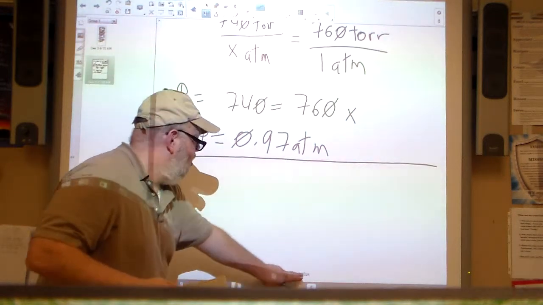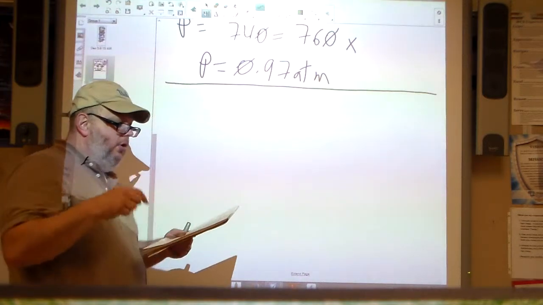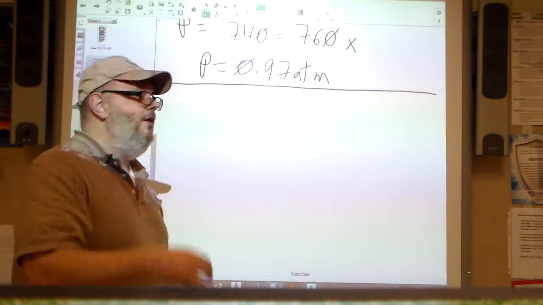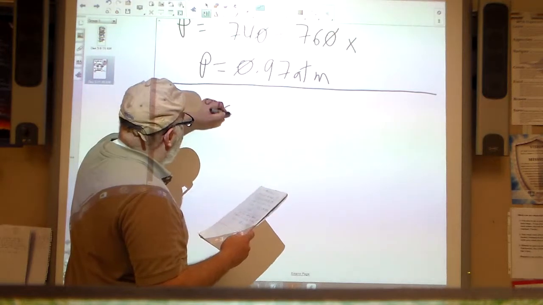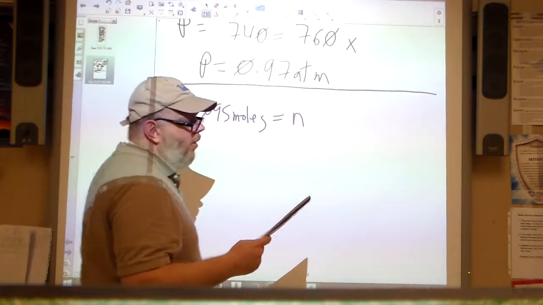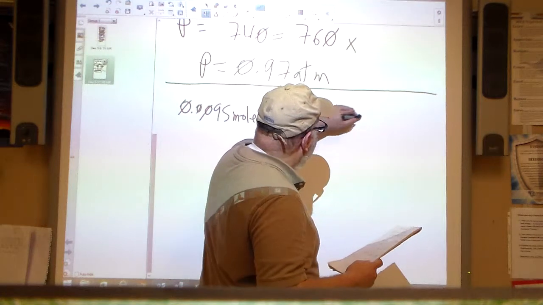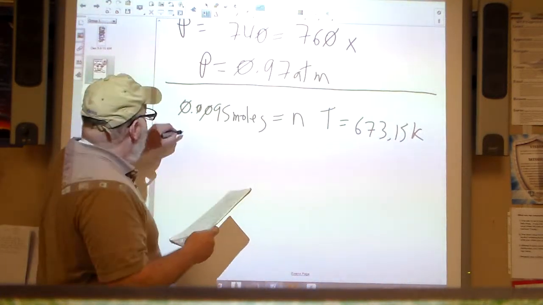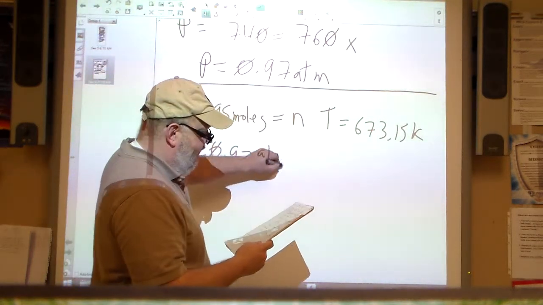Okay, so we've got that so far. Now, we're going to take the number of moles of oxygen from our previous problem, and that is 0.0095 moles, and that is our n. We have our T is equal to 673.15 Kelvin. We know that. And our pressure is equal to 0.97 atmosphere.